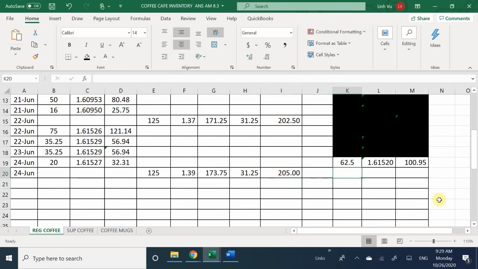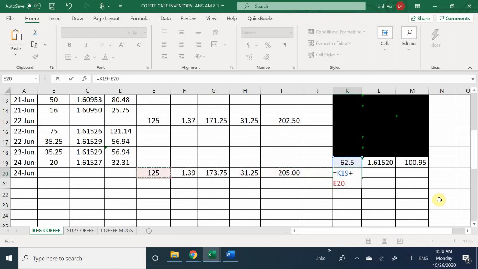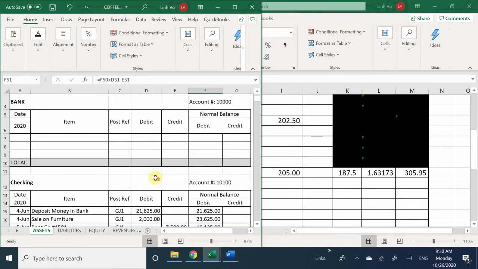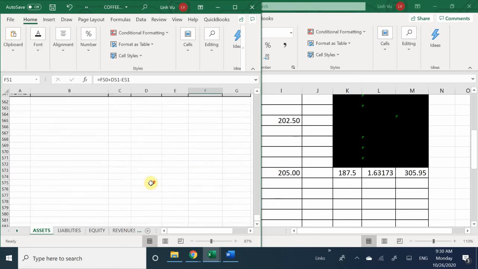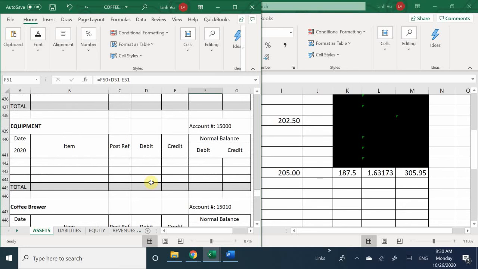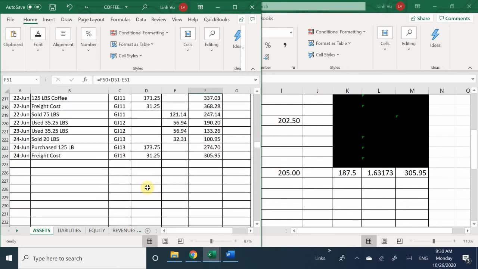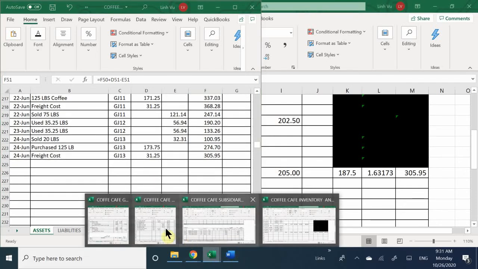So that should bring my inventory to 2.4 plus 125. 187.50. Your total is going to be here. 305.95. And where did we see that? Okay, so I'm going to go ahead and hide this. All right, so where did we see this number? 305.95. We saw it on our ledger. Assets. You just want to double confirm. Let's double confirm that. Just making sure that our numbers are correct. So here you go. 305.95 is correct. And then lastly, let's do our Supreme Coffee.